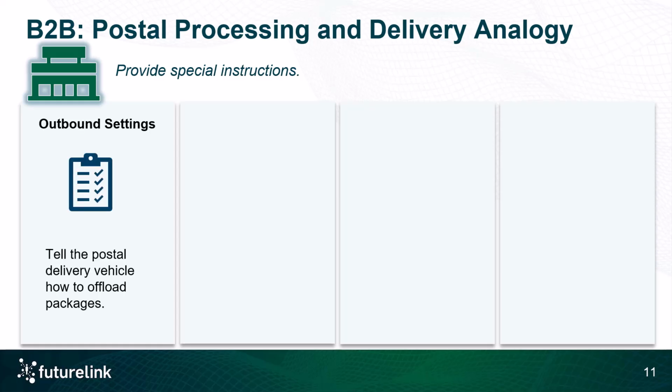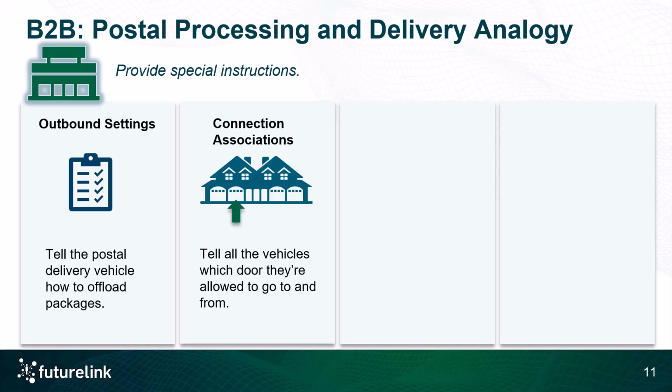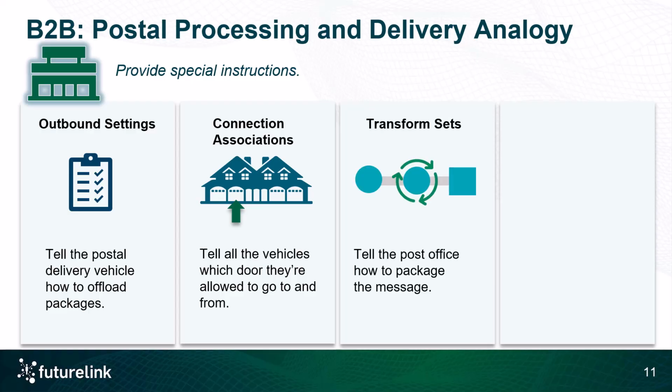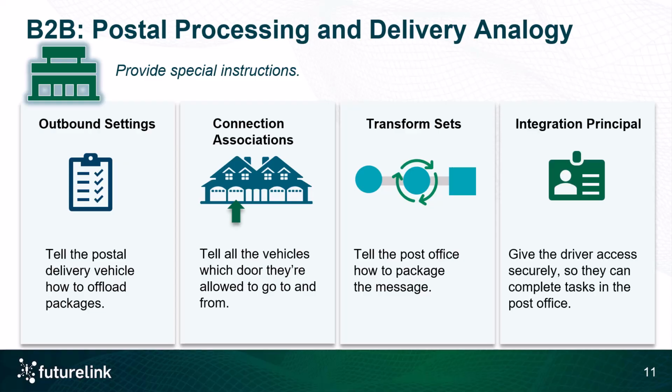Tell the postal vehicle how to offload with outbound settings. Tell all the vehicles which door they're allowed to come from by associating B2B connections to an entity, basically the door. Tell the post office how to package the message with common transform sets. Give the driver access securely so they can complete tasks without having a postal escort. Basically, this is a security badge for within the building. Let's look at each one of these concepts now.